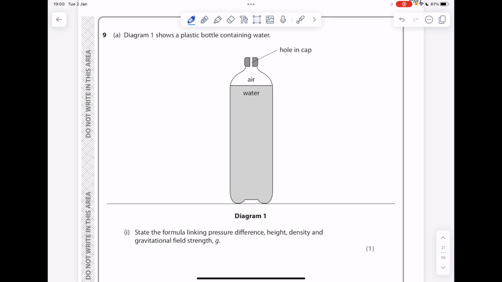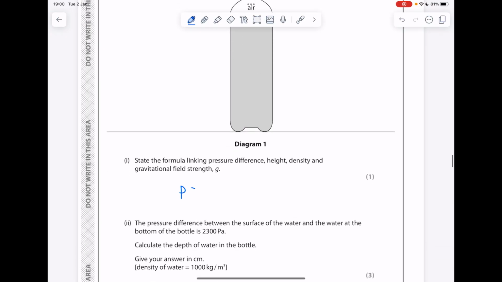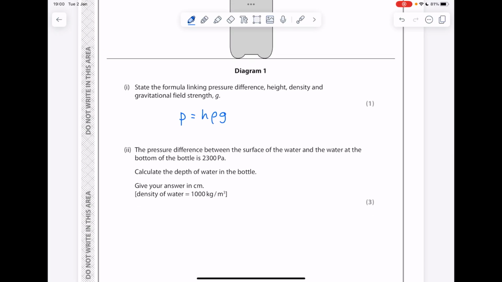Diagram 1 shows a plastic bottle containing water. State the formula linking pressure difference, height, density and gravitational field strength. It looks like this. It's height times rho, which is density, times gravitational force. The pressure difference between the surface of the water and the water at the bottom is 2,300 pascals. Calculate the depth of the water, give your answer in centimetres.